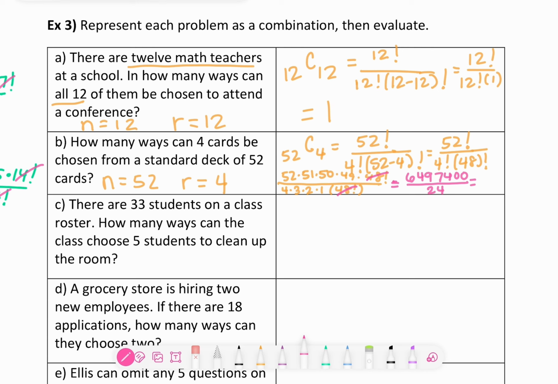So 6497400 over 24. Oh, actually, it divides evenly. Perfect. And so that's going to be 270725. Okay, so those are all the possible ways that we can choose 4 cards if the order doesn't matter.